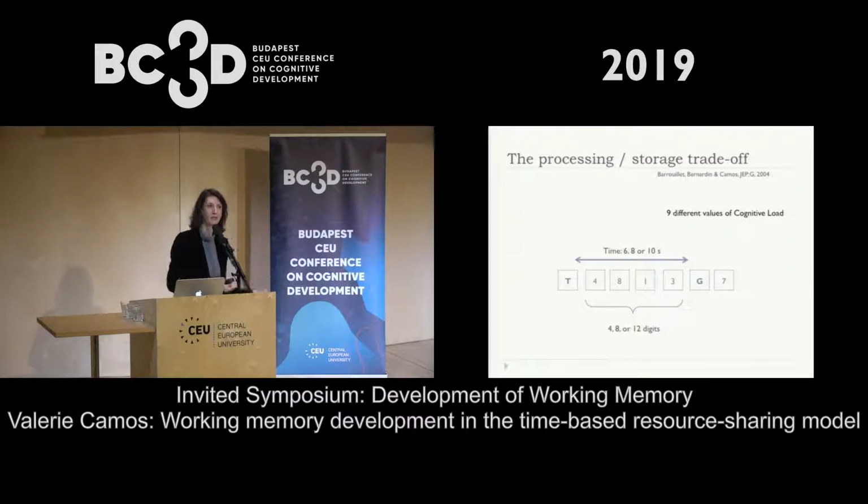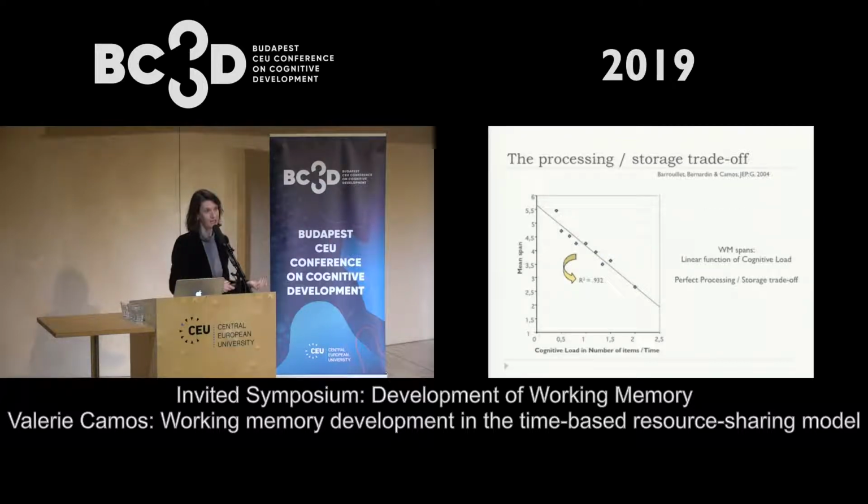And we predict that the amount of letters that people are going to recall at the end will be fully dependent on this cognitive load. And that's what we observe. That's a pretty nice linear function. And so, as you can see here, it's the memory span, so that's the average amount of letters that people can recall at the end of a trial. And this is the cognitive load, the number of items divided by time. And you have a quasi-perfect linear function between the amount of memory items that people maintain and the processing.